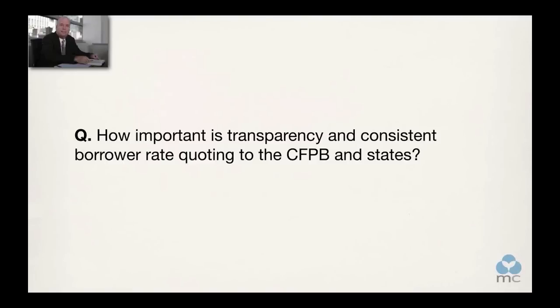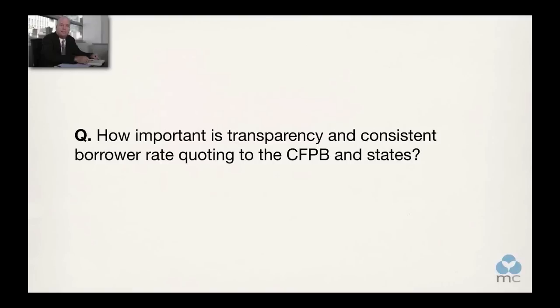There are a number of different laws that are implicated by both the transparency and the consistency in borrower rate quoting. First of all, you've got fair lending issues. If you treat your consumers differently, you don't even have to worry about disparate impact at that point, because you're talking about disparate treatment. And if it shows that one minority group is being treated somewhat differently than another minority group, you're going to have a big problem on your hands. Consistency is absolutely essential here.